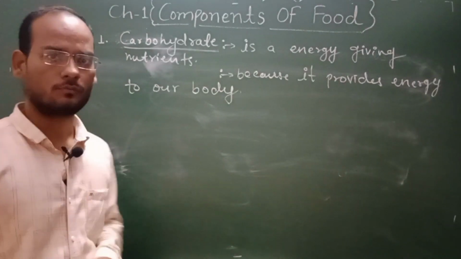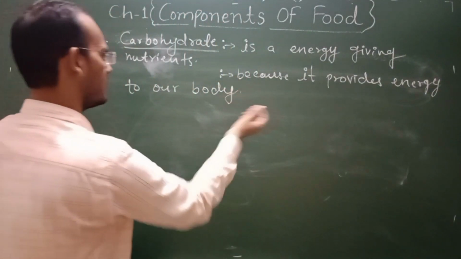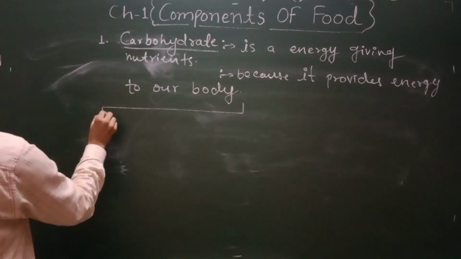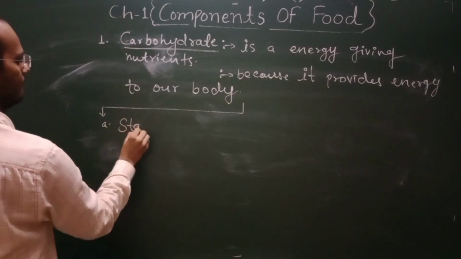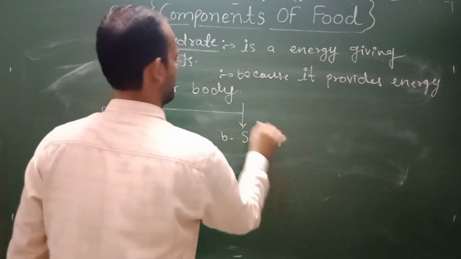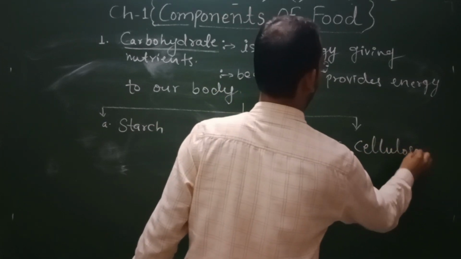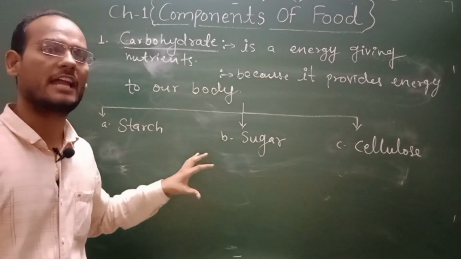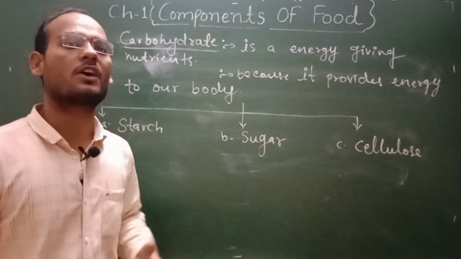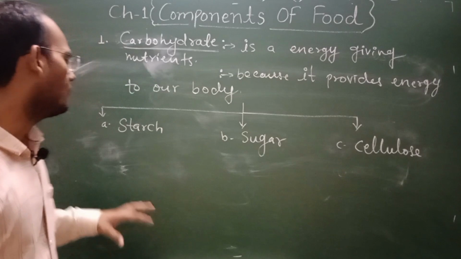Now there are many types of carbohydrate. Clear? So what are the types of carbohydrate? Like starch, sugar, and last is cellulose. We can see that there are many types of carbohydrate like starch, sugar, cellulose. But the main carbohydrates found in our food are starch and sugar. So first we will talk about starch.